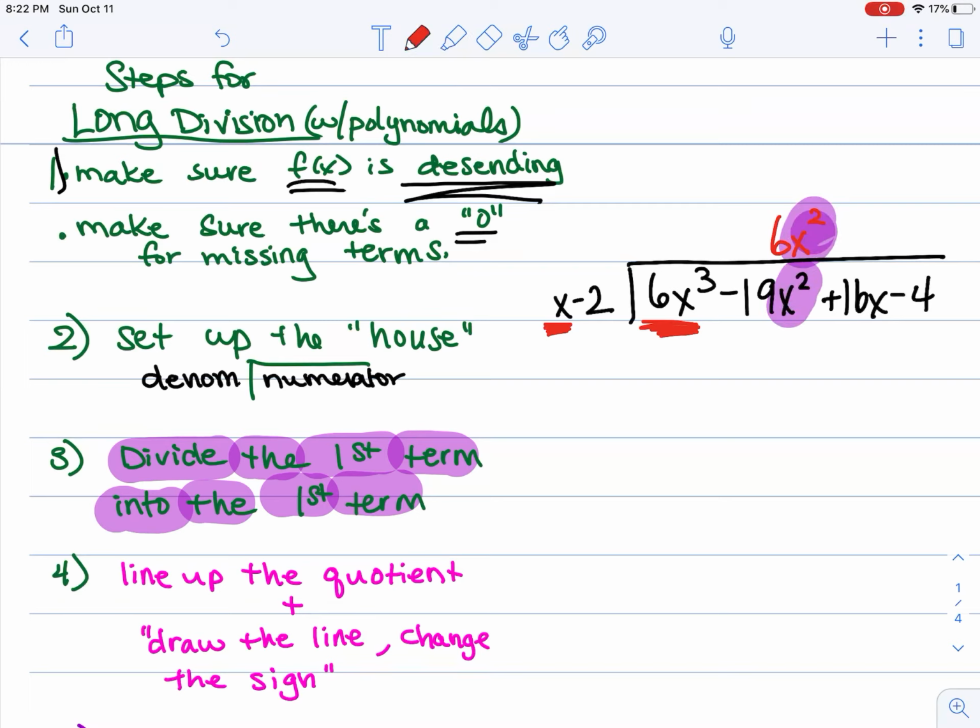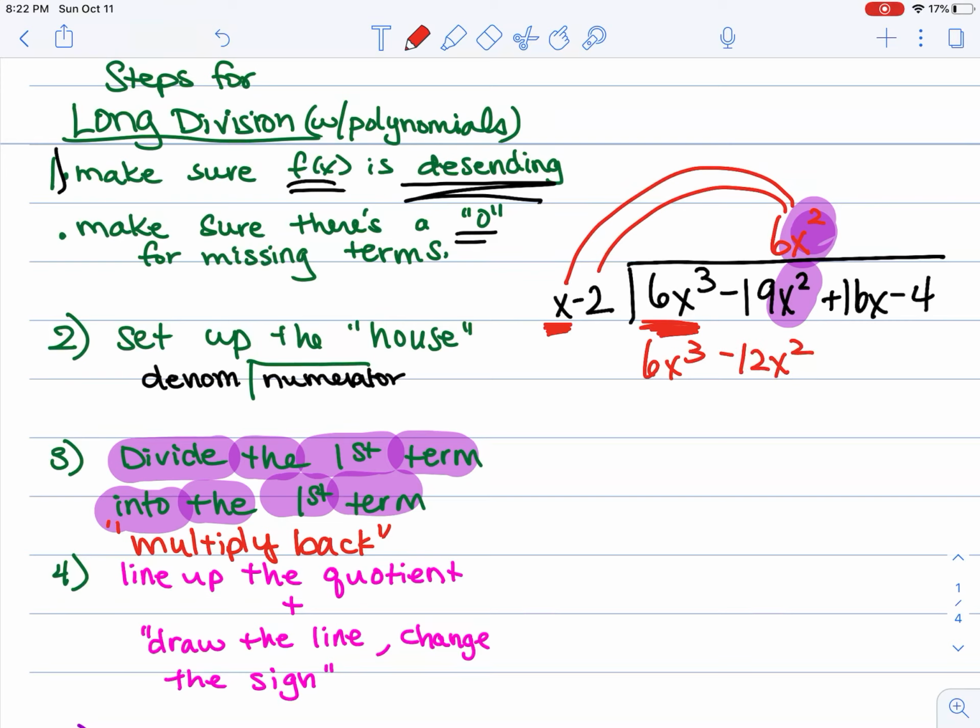Now we're going to multiply back. After we divide, we multiply back, so we get 6x squared times x is 6x cubed. 6x squared times negative 2 is negative 12x squared.